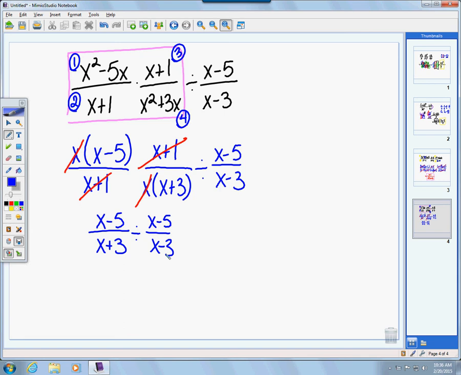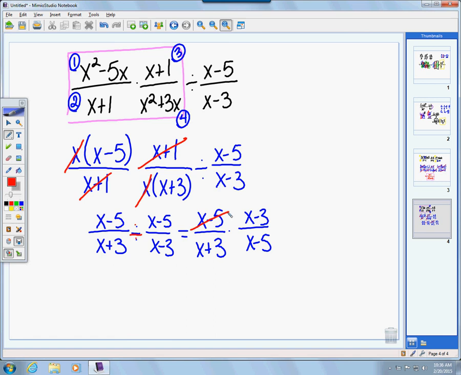OK, so kind of going through, let's note that this is a division problem. So what I'm going to do is I will skip the first fraction. I will flip the second fraction. So I will put x minus 3 in the numerator and an x minus 5 in the denominator. This makes it a multiplication problem. Can we clean anything out?